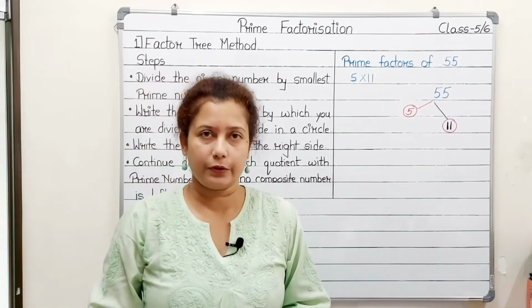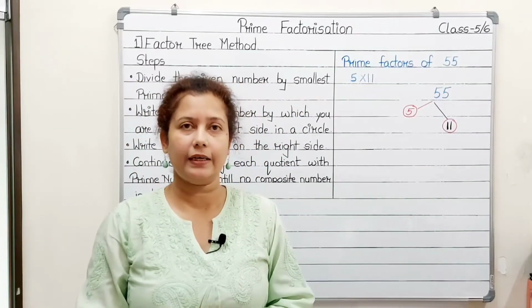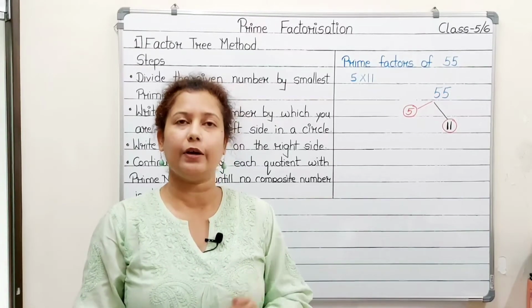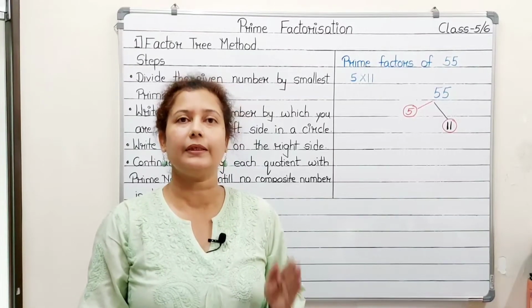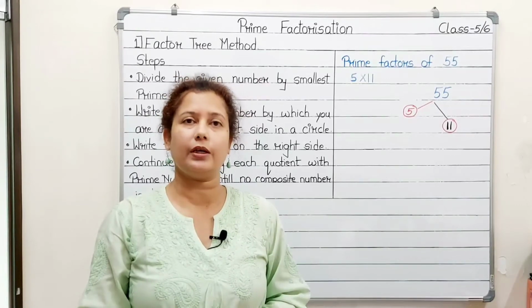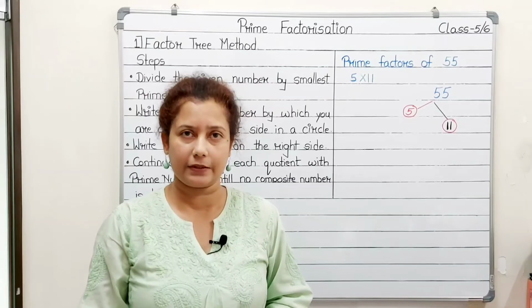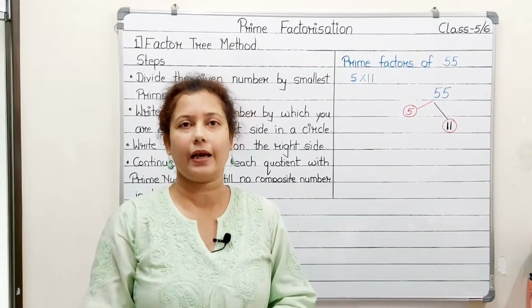So from here you have to remember that first you have to try dividing the number by 2. If it is not divisible by 2, then you have to move to the next prime number, that is 3. If it is not divisible by 3, then you have to move to the next prime number, that is 5, and then to 7 and so on.